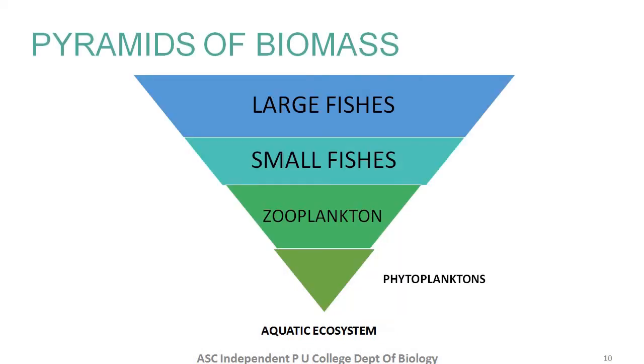The pyramid of biomass in an aquatic ecosystem is inverted because the producers are the phytoplanktons, whose biomass is very less. As we move ahead through the trophic levels, the biomass of phytoplanktons is less when compared to zooplanktons, and the biomass of zooplanktons is less when compared to small fishes, and the biomass of small fishes is comparatively less when compared to the large fishes. So this is a very good example for an inverted pyramid of biomass.